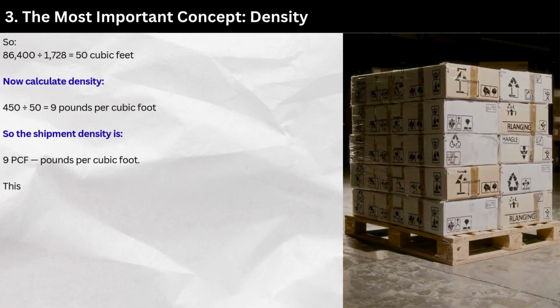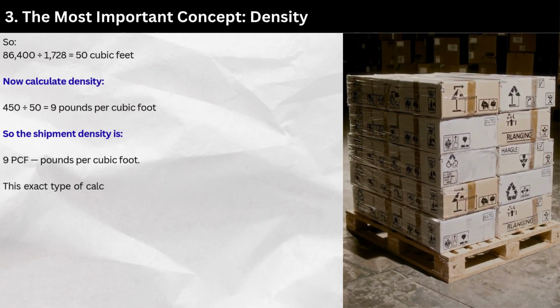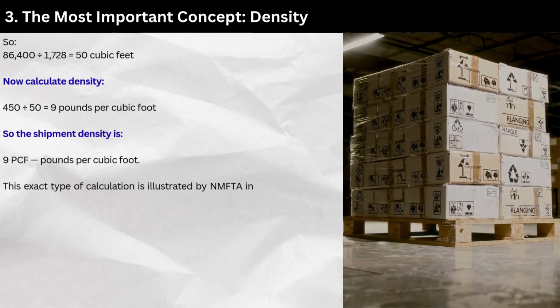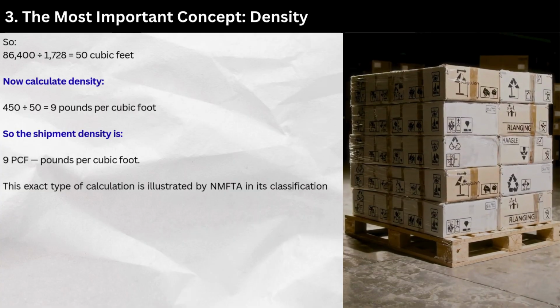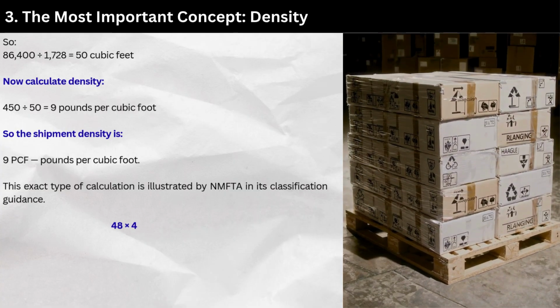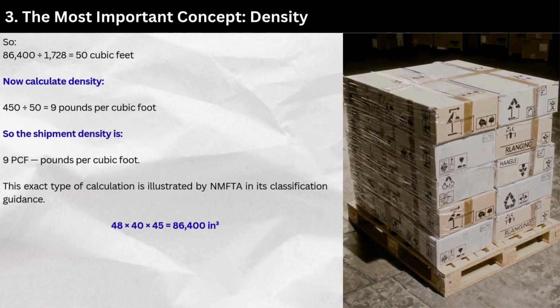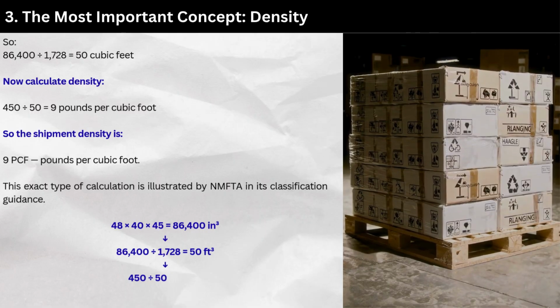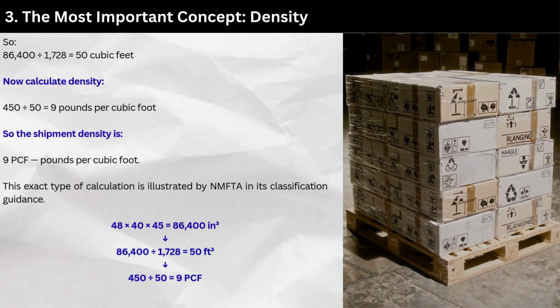This exact type of calculation is illustrated by NMFTA in its classification guidance. 48 times 40 times 45 is equal to 86,400 in cubed. 86,400 divided by 1,728 is equal to 50 feet cubed. 450 divided by 50 is equal to 9 PCF.